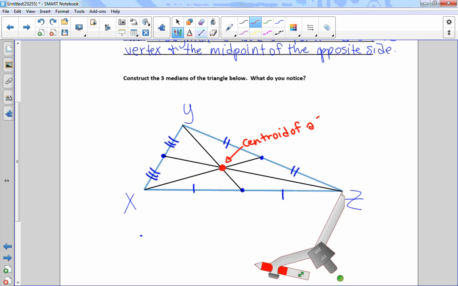The reason it's pretty cool is because, say this was a triangle of wood, if we found the centroid, we could put our finger underneath that point, and that's the point where it will balance. Okay, so it's also called the center of gravity. That's the point where the weight is evenly distributed, and it would balance on our finger.